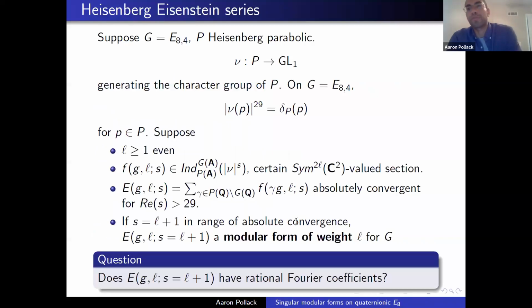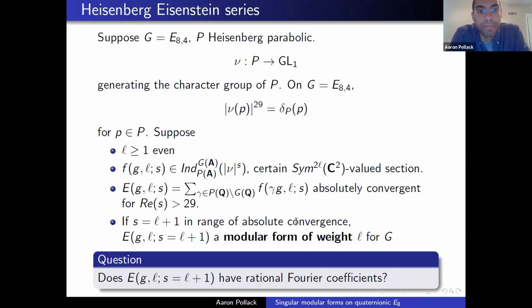Okay, how does one prove this result? For some notation, let G be this exceptional group E8 and P be the Heisenberg parabolic. This is the maximal parabolic with E7 times GL2 as its Levi. You can take a character of the Heisenberg parabolic, call it nu. Nu is the notation for the generating character of this Heisenberg parabolic. And one constructs Eisenstein series associated to characters of nu.